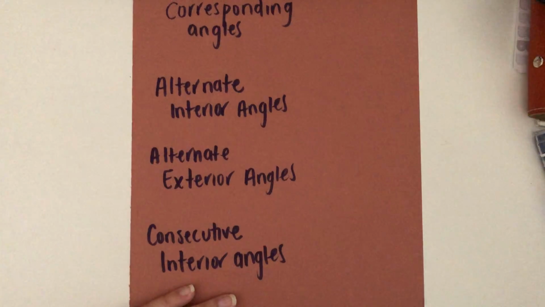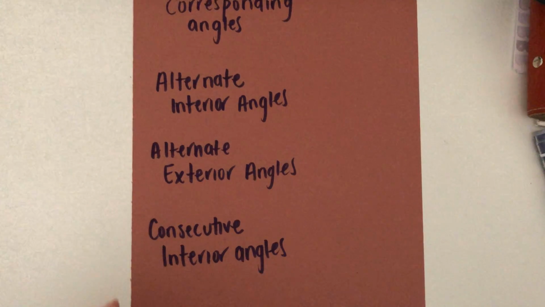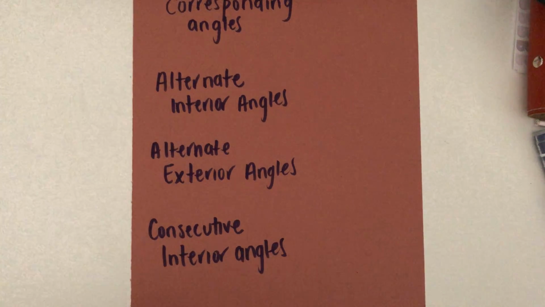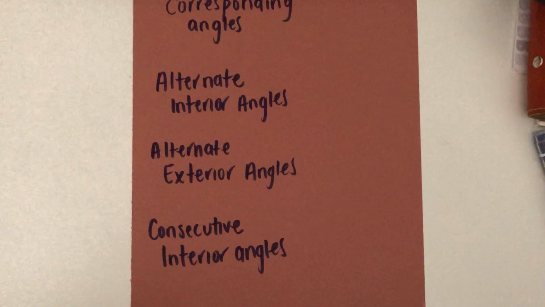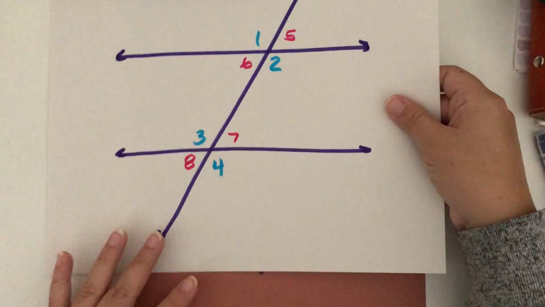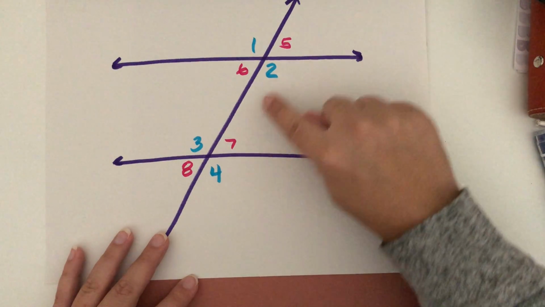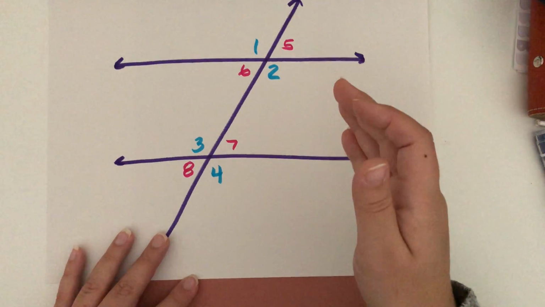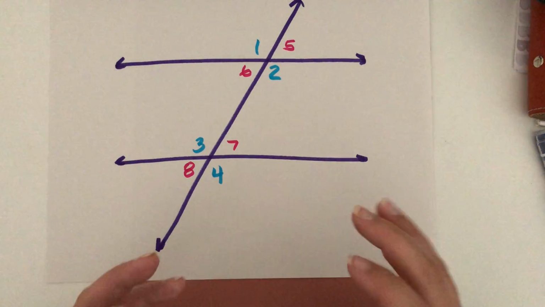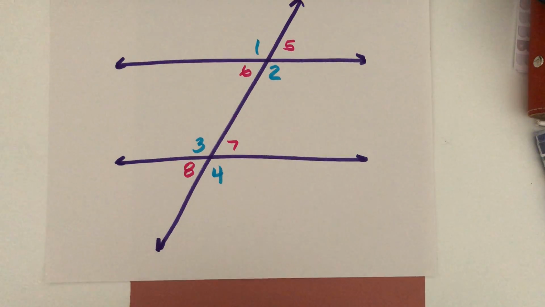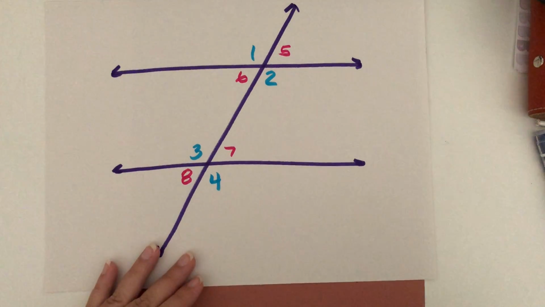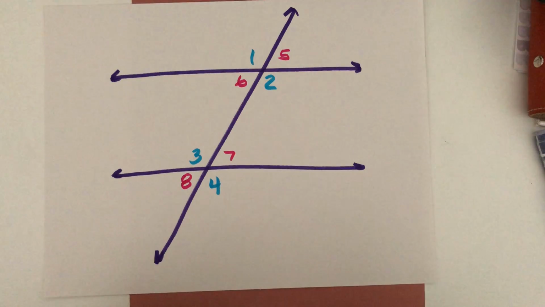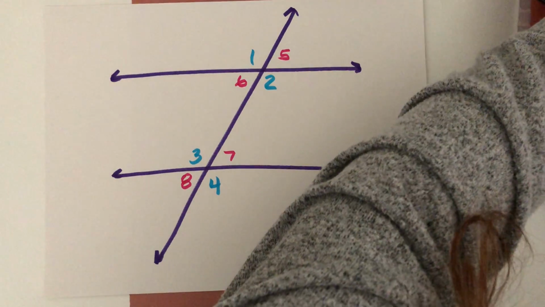The last one that we go to is what's called your consecutive interior angles. It also has another name of same side interior, okay? So those are inside and they're on the same side of the transversal. The only difference with these is that they're not congruent to each other, but they are supplementary. So just to review, supplementary means that when you add them together, they equal out to 180 degrees.